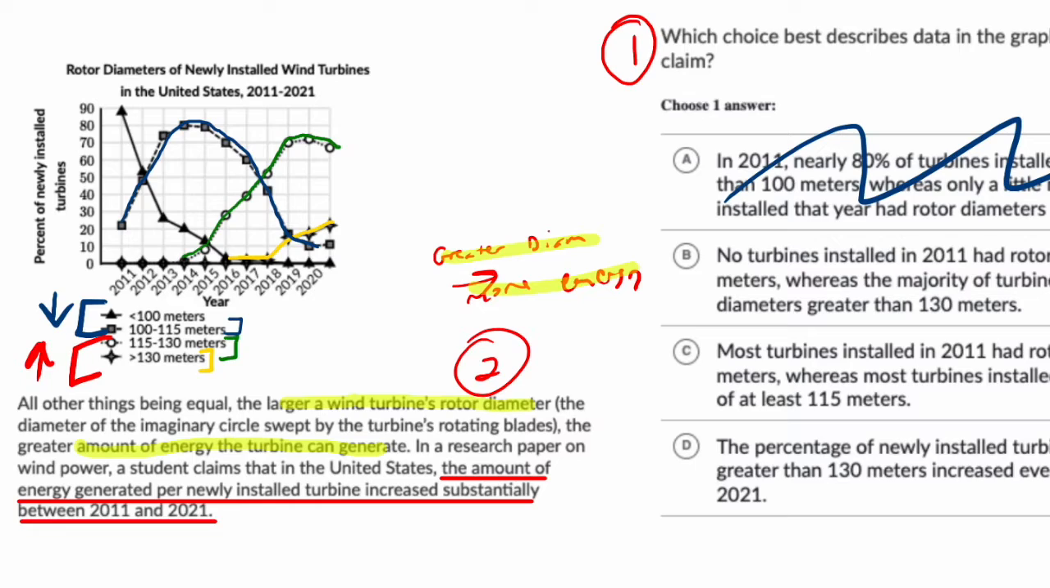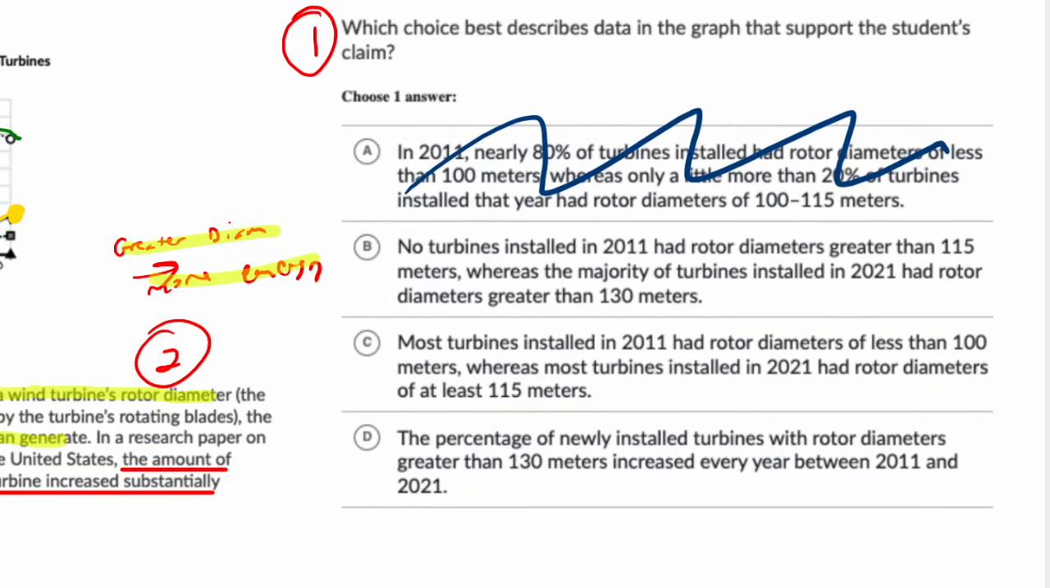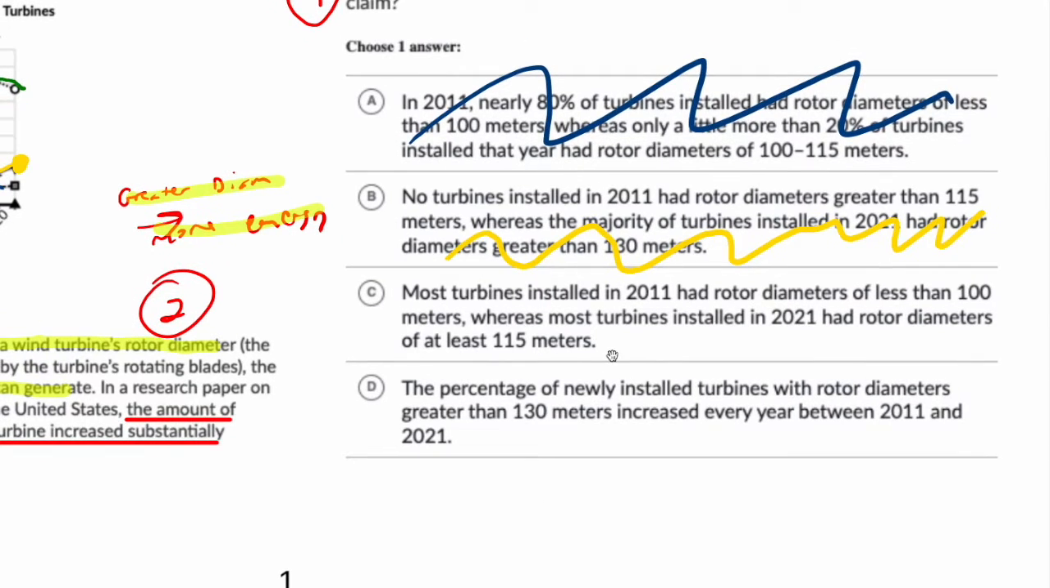See, the ones greater than 130 are right here. And that is not quite correct. And so that is where the checking for accuracy comes in after you've determined that it's relevant. So B starts out good, would have been relevant, just isn't accurate.